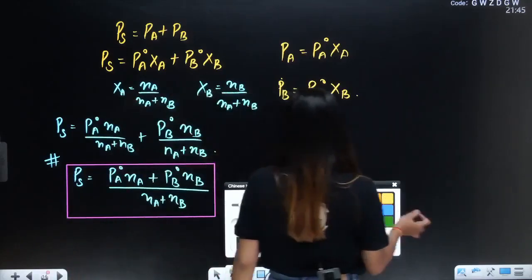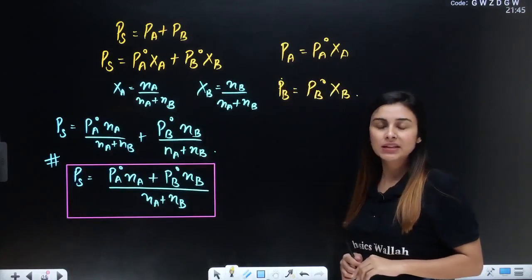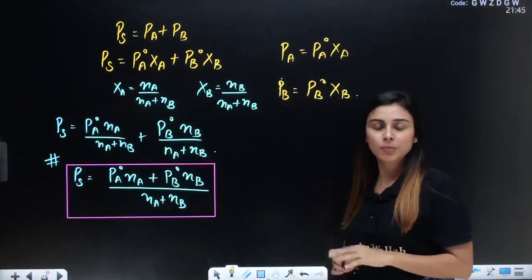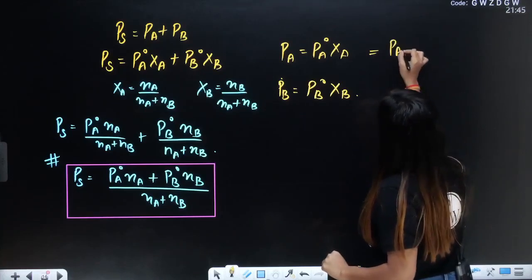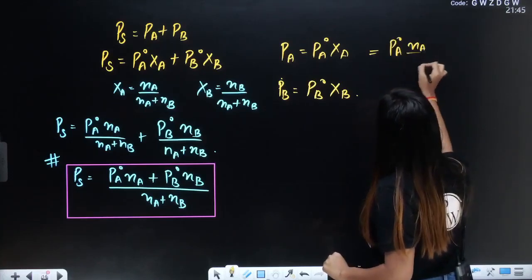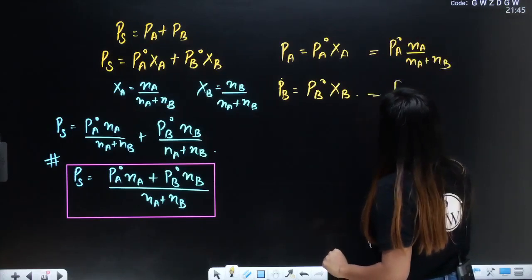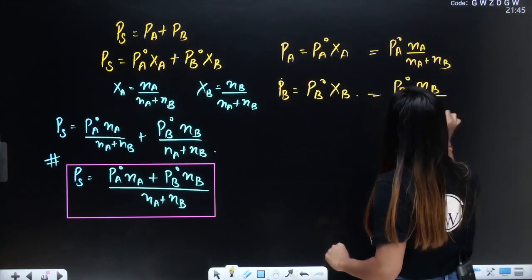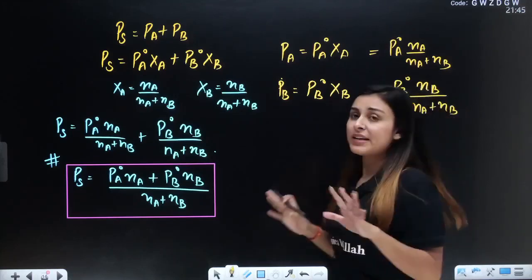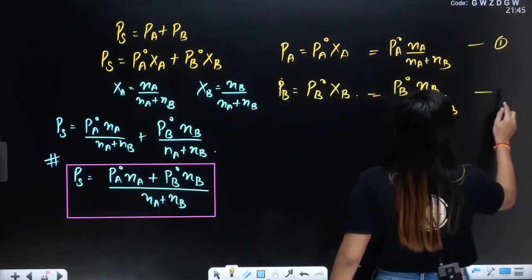You know that PA is equal to PA naught XA and PB is equal to PB naught XB. See, I can write it as PA naught moles of A upon moles of A plus moles of B. I can write this as PB naught moles of B upon moles of A plus moles of B. We can write them like this. Yes. This is your first equation. This is your second equation.